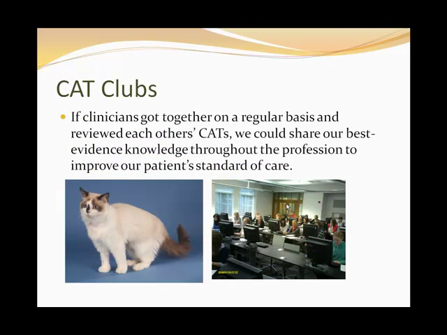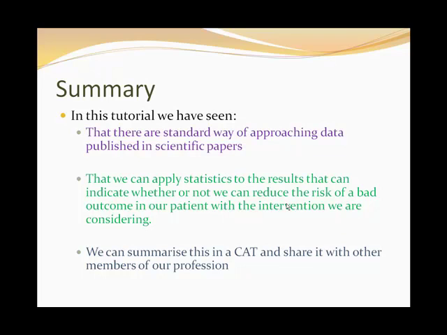So once we've got our critically appraised topic, we can have a CAT club. So we can review each other's CATs, either online or as a group. So in this tutorial, we've looked at the standard way of approaching data. We've learnt why there's a standard way, because other clinicians can understand what we've done. We can apply some statistics to the results in the papers, and we can summarise the statistics and make a best evidence guess as to what our clinical decision should be.